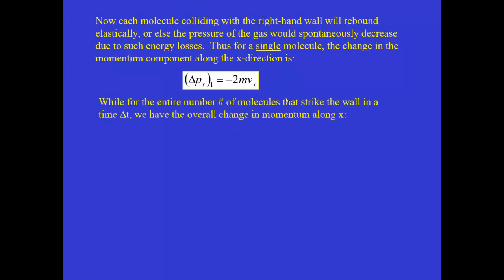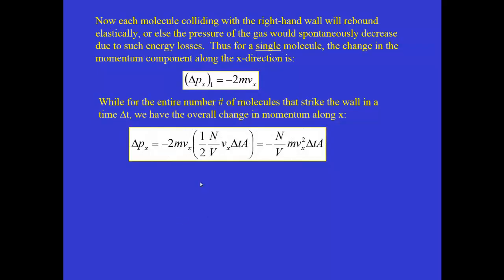Now, for the entire number of molecules that strike the wall in the time delta t, we can write down the total change in momentum of all the molecules along the x direction. That's pretty easy. We take the amount that the momentum changes for a single molecule, which we now know is negative 2mvx, and multiply by the quantity from the previous slide, which is the total number of molecules that's striking the right-hand wall of the container. And when we simplify, we get this expression here.